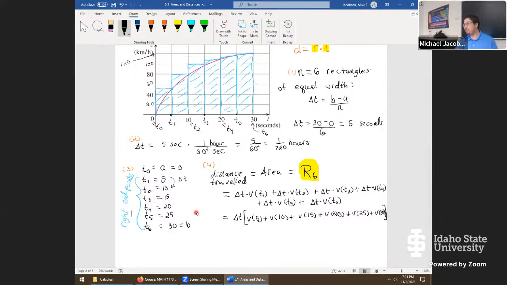Next thing we can do is just plug in the information. Now, because delta t is multiplying a velocity in kilometers per hour, this is the point where I would use 1 over 720 to make units compatible. So 1/720th would go here.